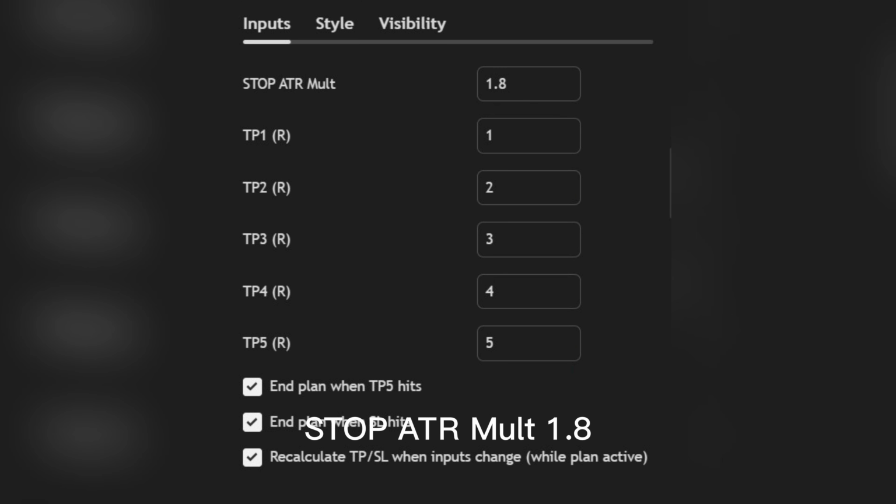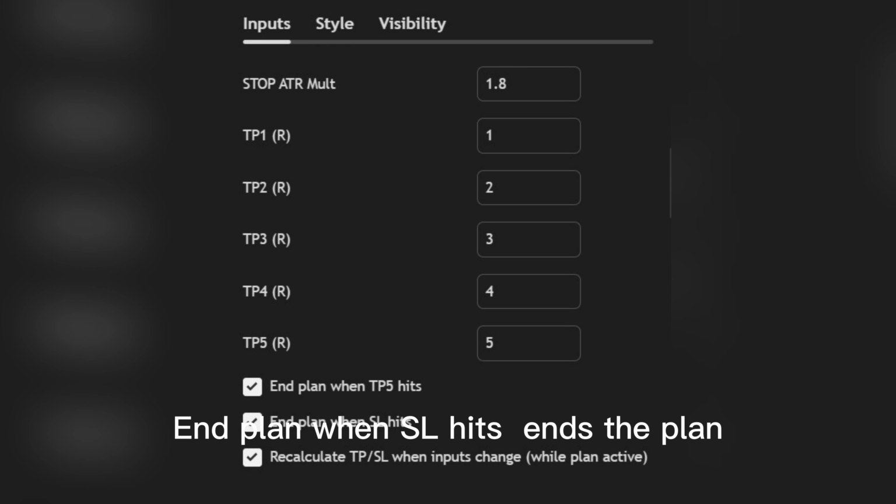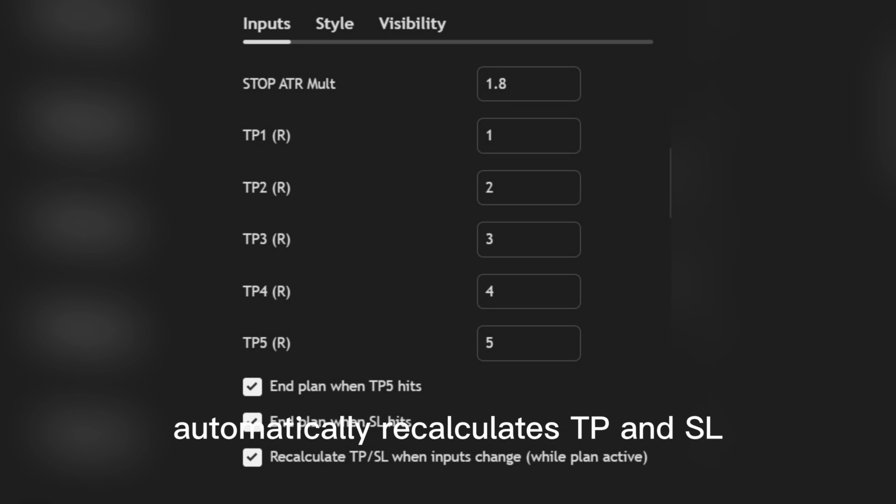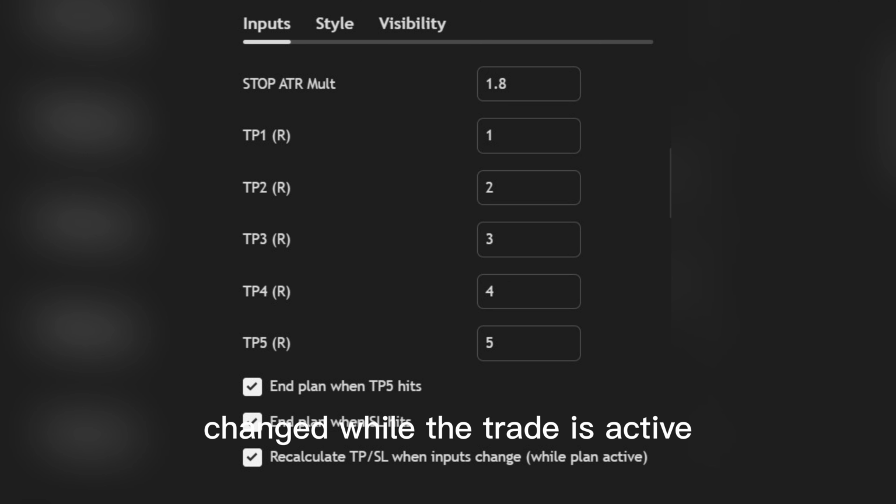Trade plan settings. Stop ATR Mult 1.8 determines the stop distance in a balanced way according to volatility, avoiding overly tight stops. TP1 to TP5 values 1, 2, 3, 4, 5 allow tracking the trade in stages by gradually increasing profit targets. End plan when TP5 hits automatically closes the plan when the final target is reached. End plan when SL hits ends the plan when the stop is triggered. Recalculate TP/SL when inputs change automatically recalculates TP and SL levels if the settings are changed while the trade is active. Recommended trade plan settings, default and professional use.